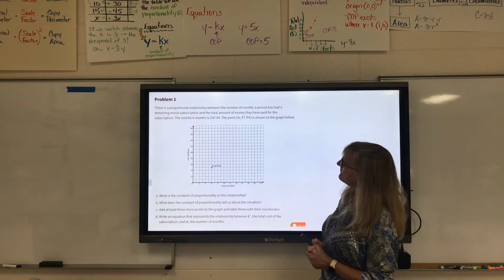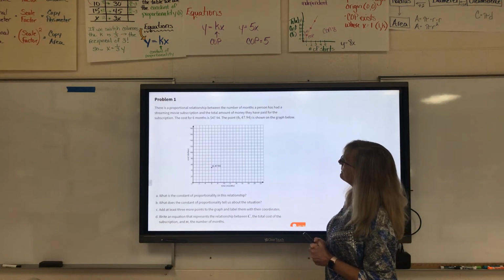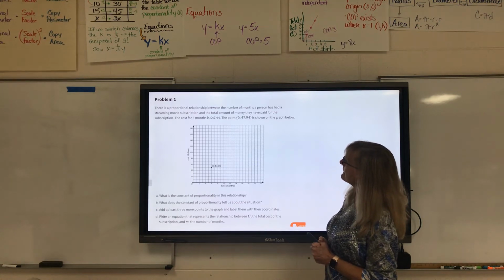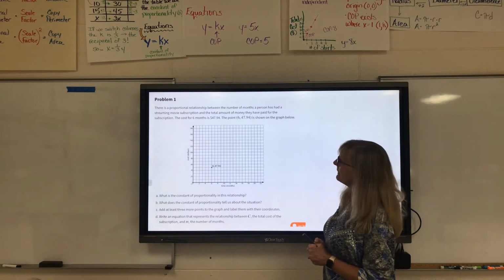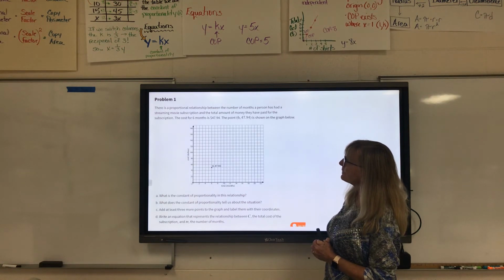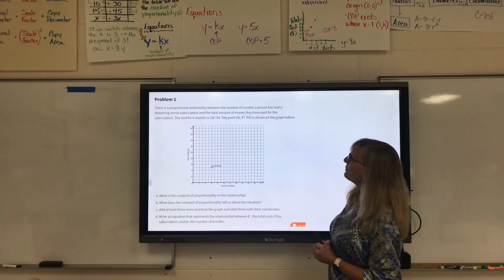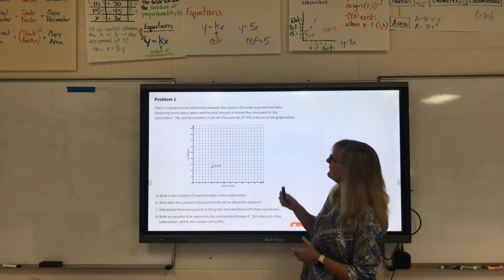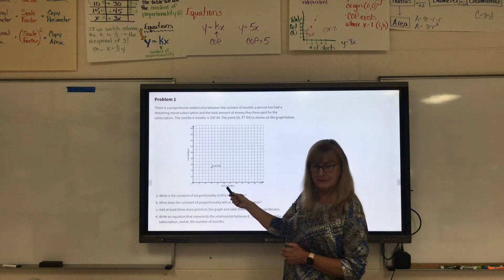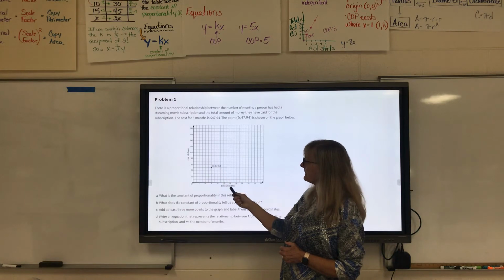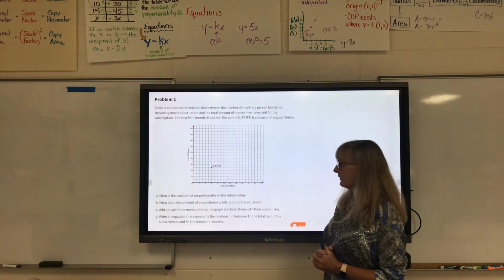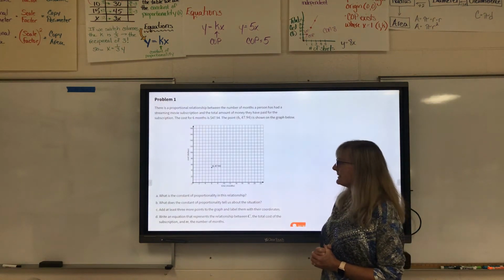There is a proportional relationship between the number of months a person has had a streaming movie subscription and the total amount of money they have paid for the subscription. The cost for 6 months is $47.94. The point 6, 47.94 is shown on the graph. So x is 6, and that represents months. So 6 months cost is y, $47.94. Okay? Now they want to know what is the COP.